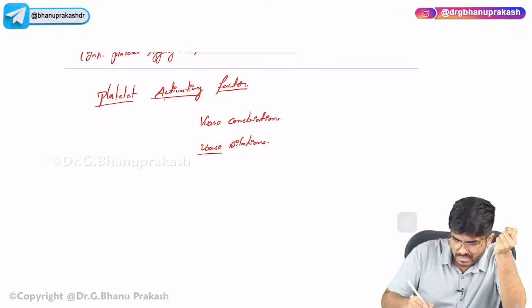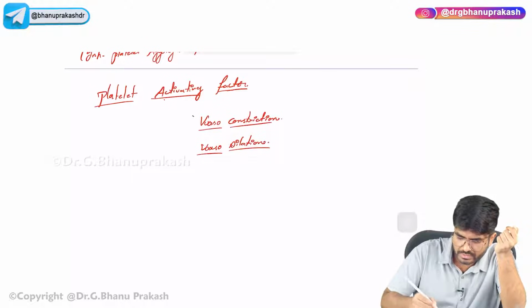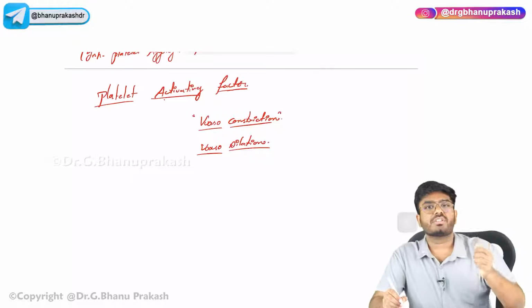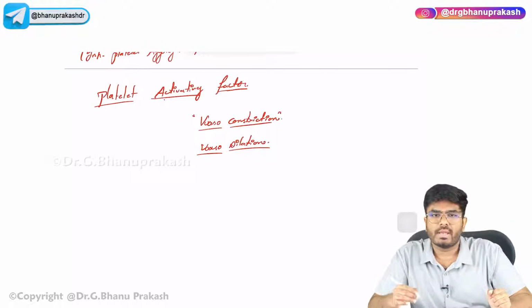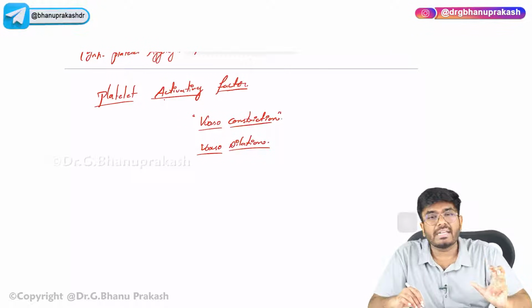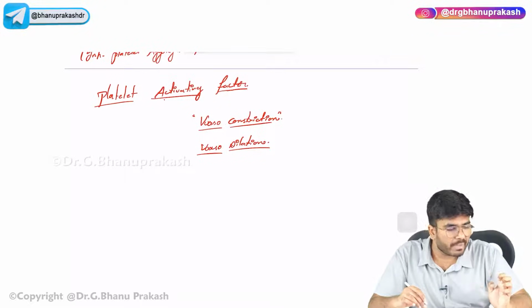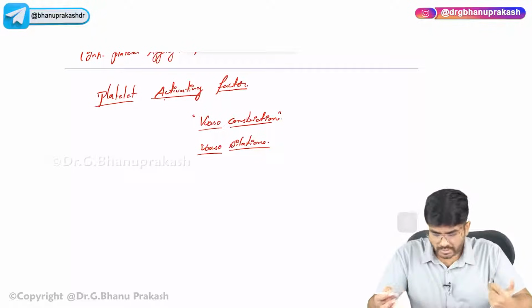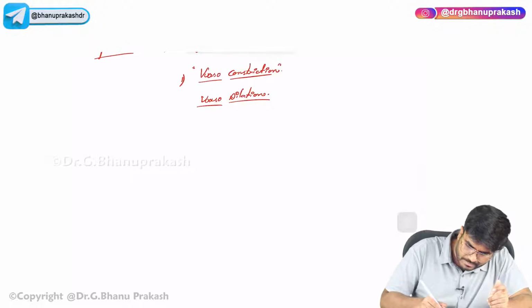Okay, vasoconstriction as well as vasodilation. In high quantities it can do vasoconstriction, in low quantities it can do vasodilation. That's the important point which I want you to know. Platelet activating, the name itself is platelet activating. What will platelets do? Once the platelets are activated, they will be aggregating. So it helps in platelet aggregation.